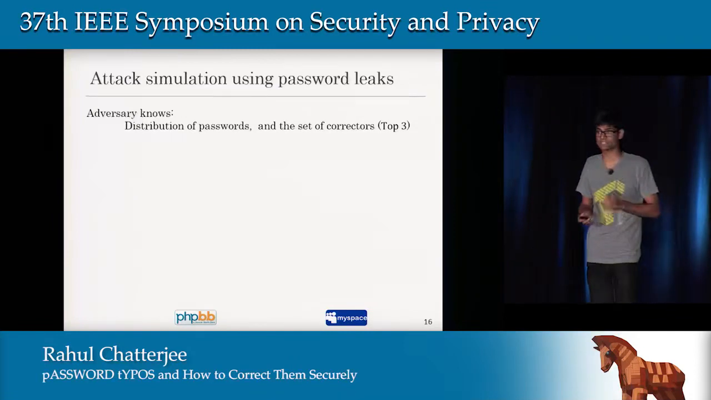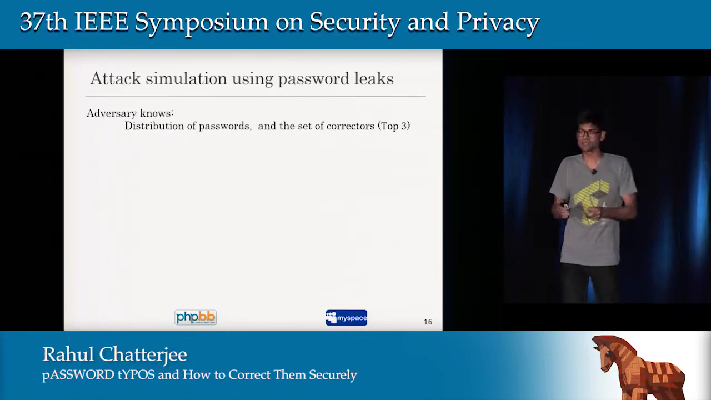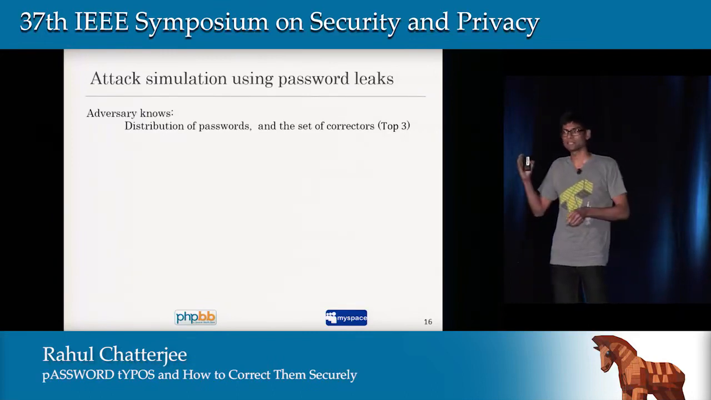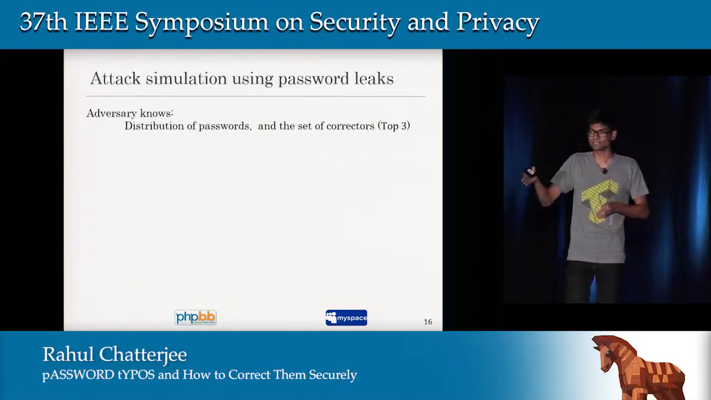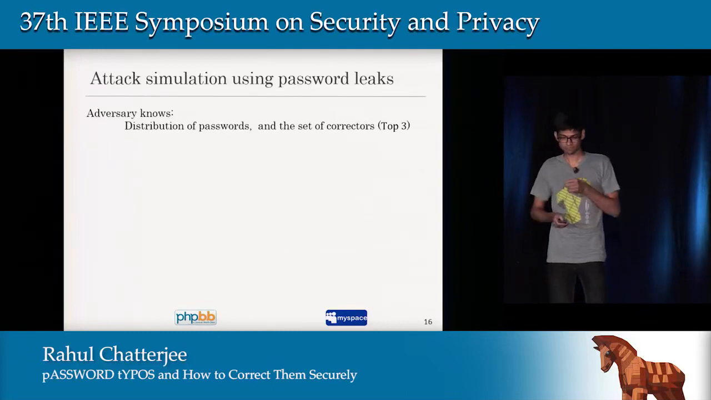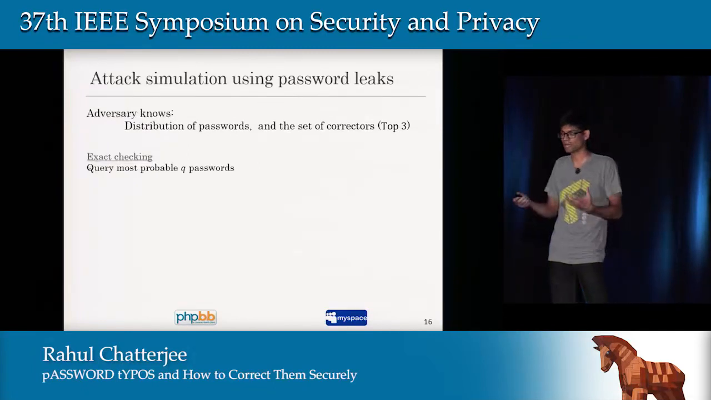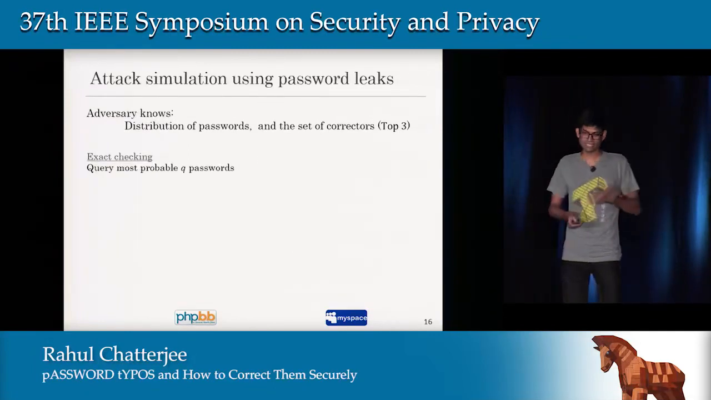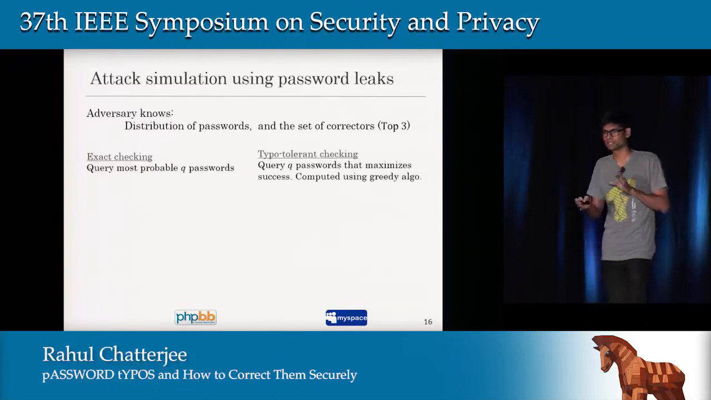And the goal of the adversary is to impersonate a user into the service. So it might have to guess the exact password in case of exact checking, or some password that will enable login in case of typo-tolerant checking. For exact checking, the best strategy of the attacker will be to pick the most probable Q passwords. In case of typo-tolerant checking, we used a greedy algorithm to compute Q passwords that will maximize its probability.